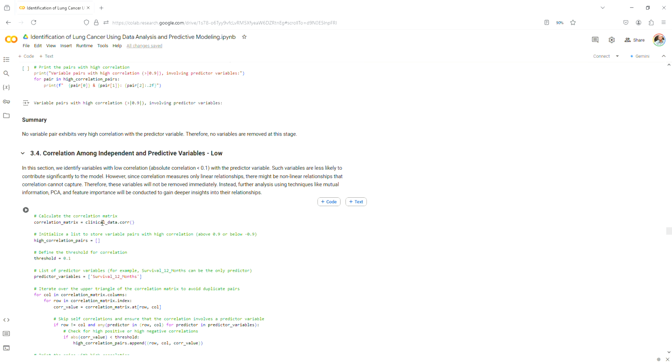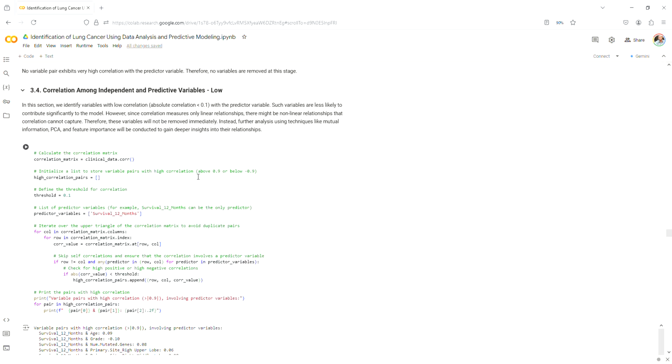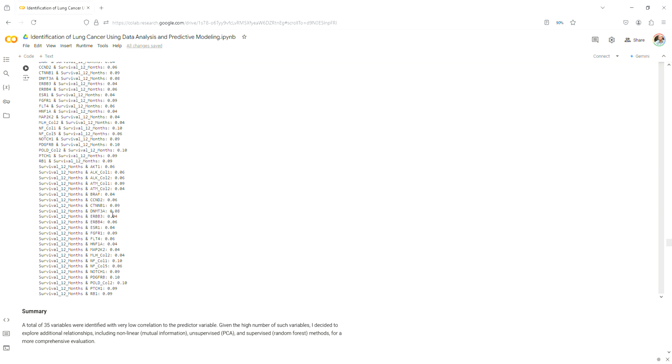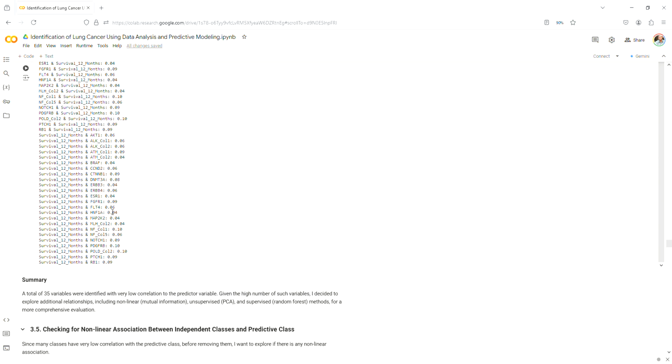So I measured which variables have very low correlation with the target variable. Here I made the threshold 0.1, but I think it can be more than this, 0.25 can be like that. I found a bunch of variables. Now, I didn't remove them.